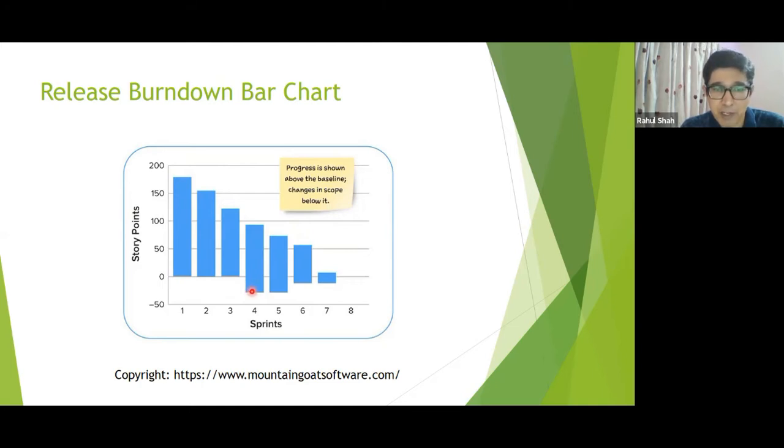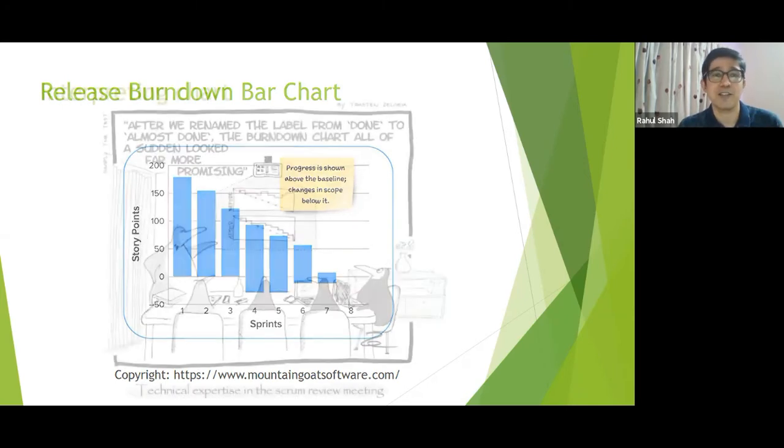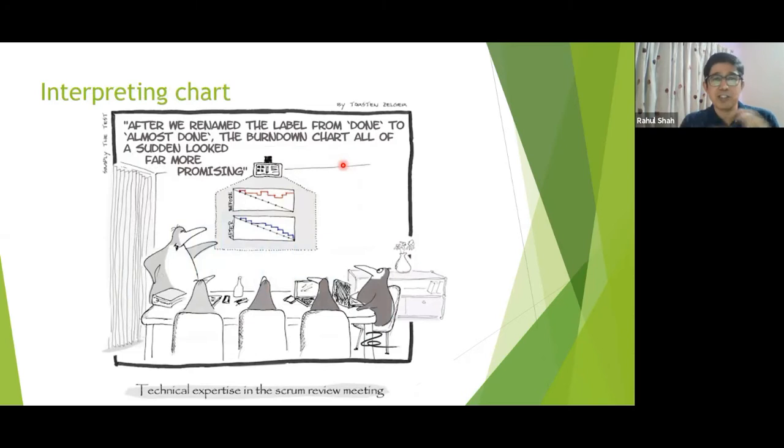If we do not put it below 0, and we shift it to the upper side, the burn down will not change. It will say, yeah, we are in the same lane. So this is again to highlight the scope change they are doing. You can search on the release burn down bar chart and it will show what can be done. But again, it should be simple. That is one of the aspects. Now the third part, interpreting the burn down chart.